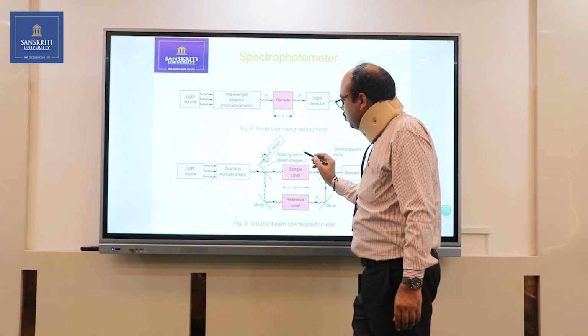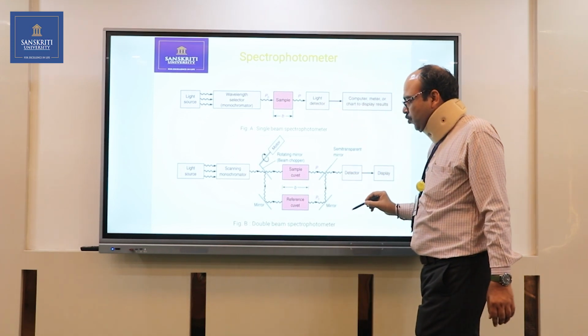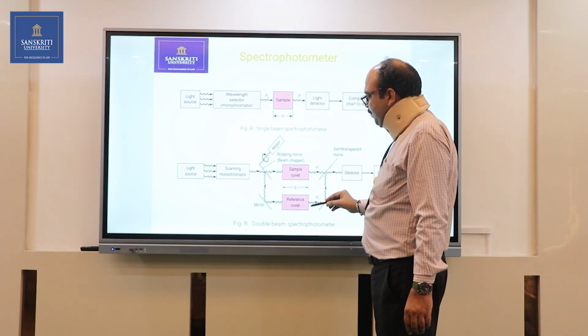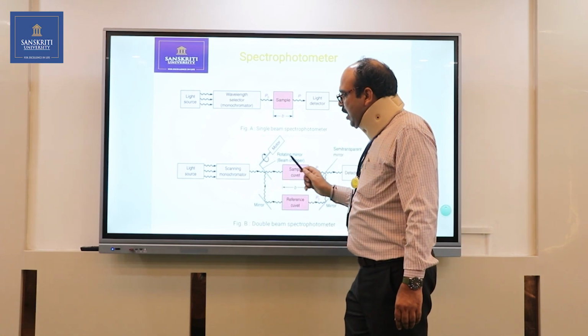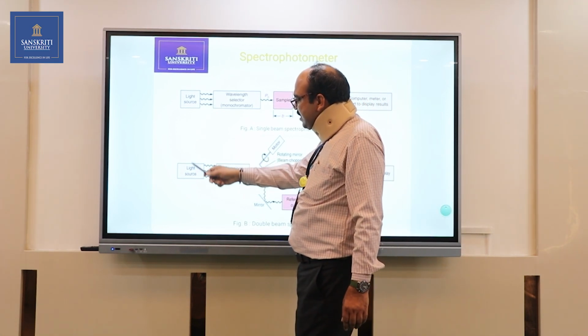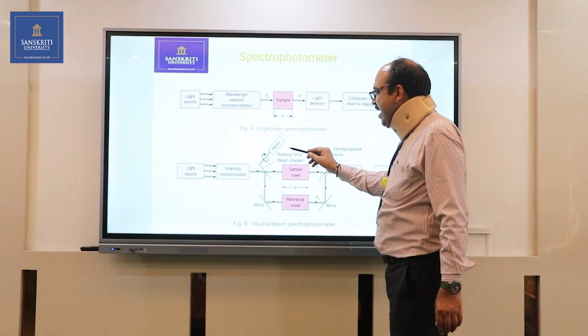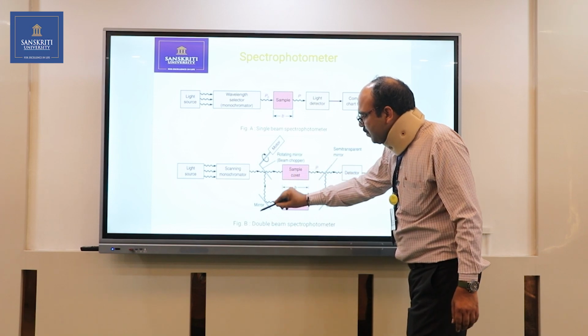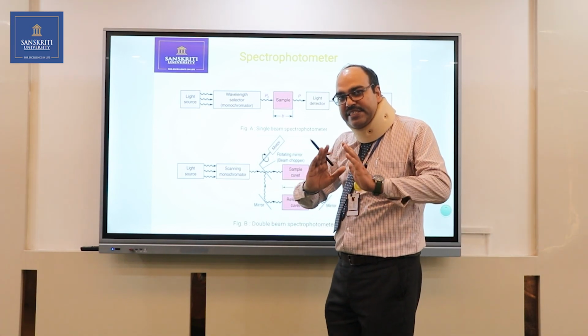But how do we do it in a single step? We have to take a double beam spectrophotometer. With a double beam spectrophotometer, in a single step we get the absorption. How? It has the same things: a light source and the scanning monochromator. The difference is that it uses choppers. It is actually mirrors which reflect.